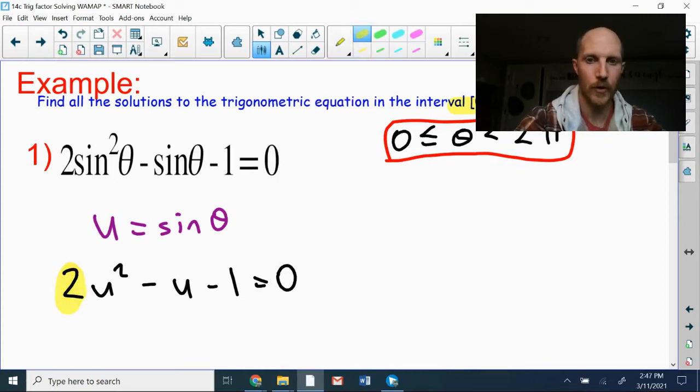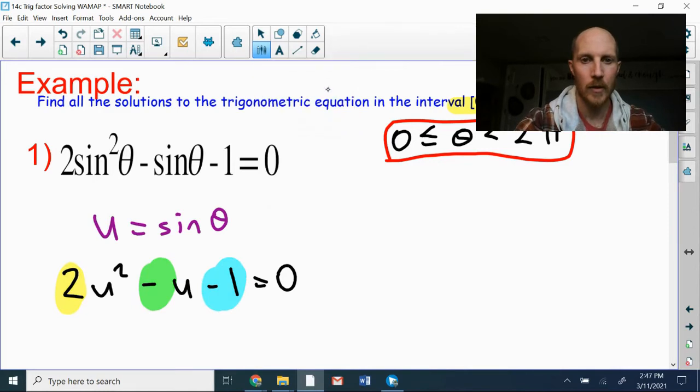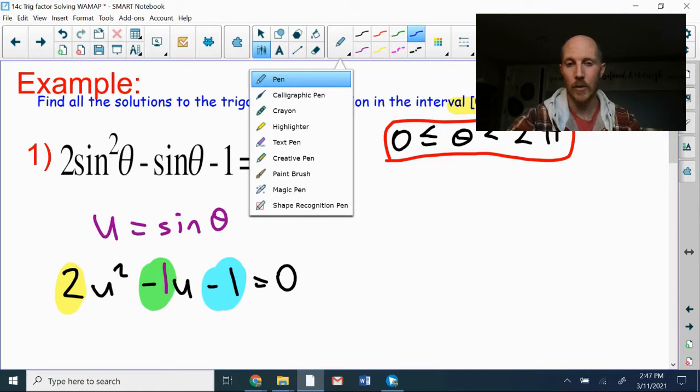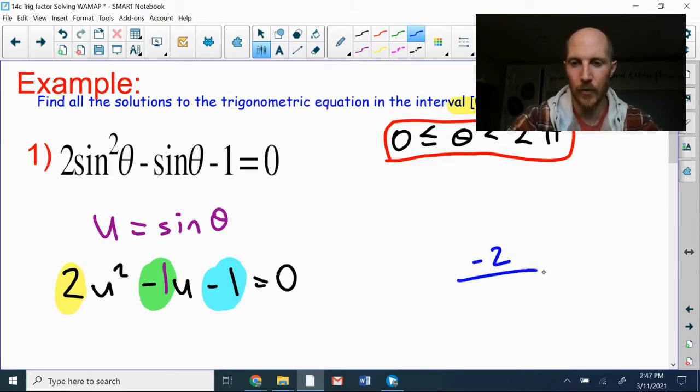So my first coefficient is a 2, and then we got a -1, and then we got another -1. Just so we don't get weirded out, let's fill in that missing 1 right there. Okay, next I'm going to multiply the yellow leading coefficient and the blue constant. So 2 times -1, that is -2.